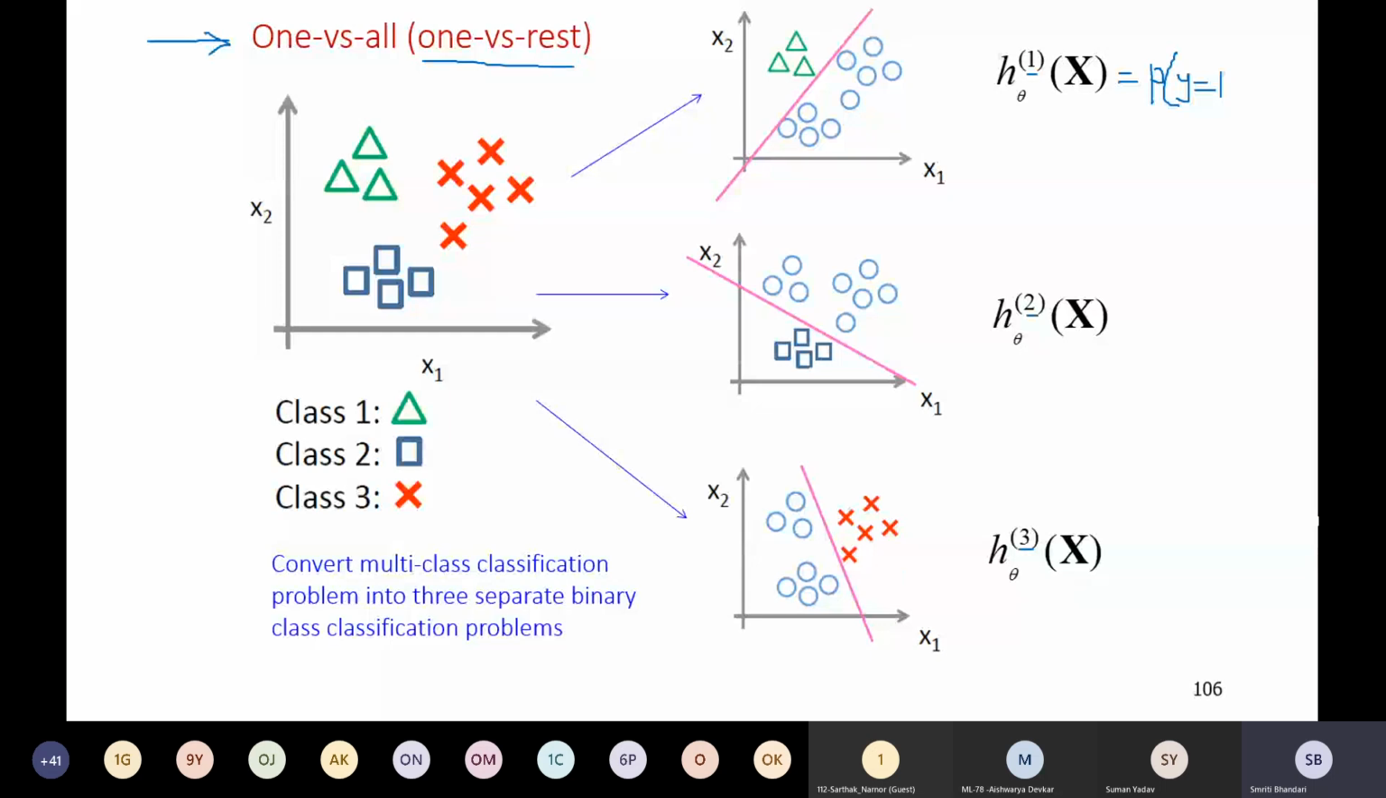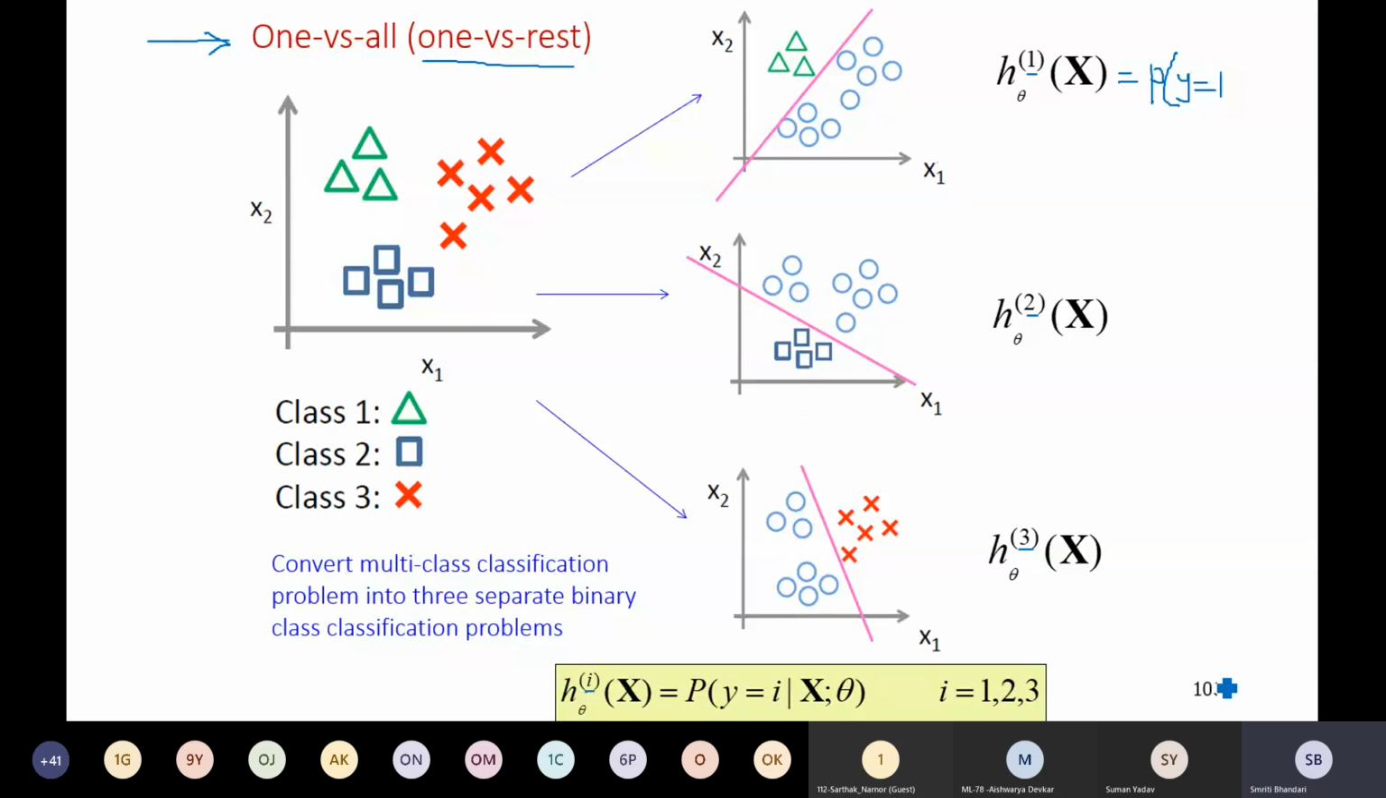So once I have got all these three hypotheses, what we get in general is h theta xi equal to the probability that y equals i given x parameterized by theta, and here our classes i are 1, 2, 3. So we may extend the same approach for multiple classes. Here we have three classes.